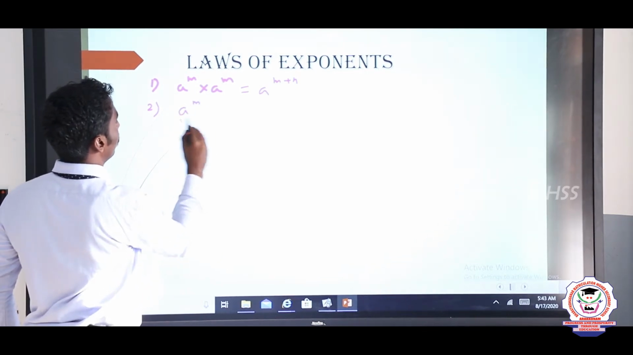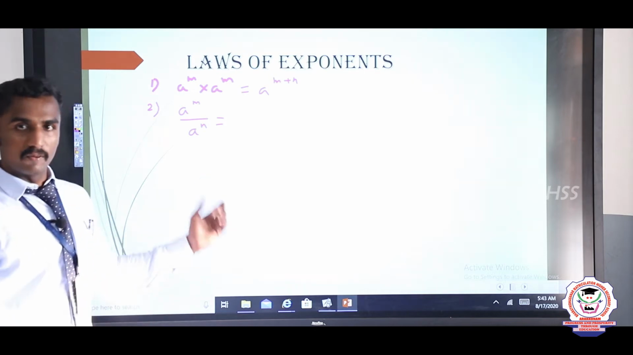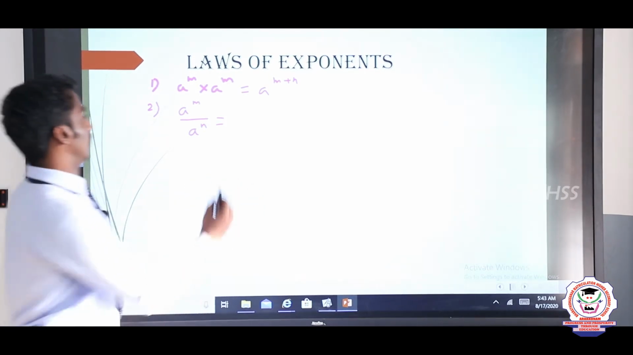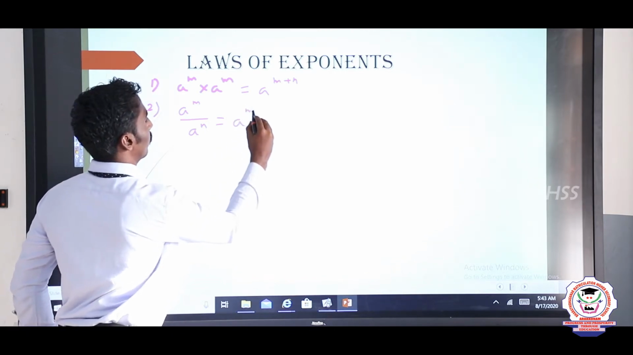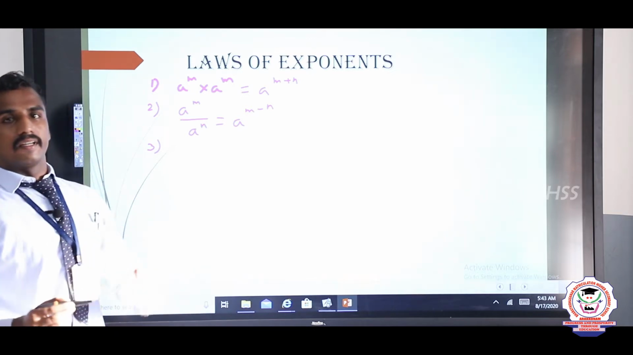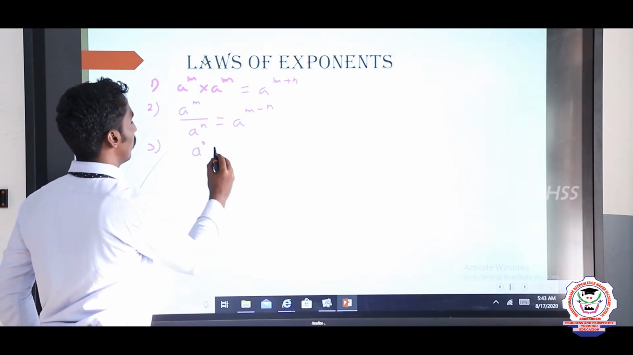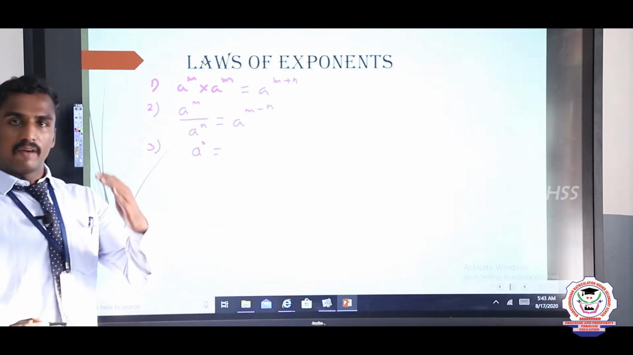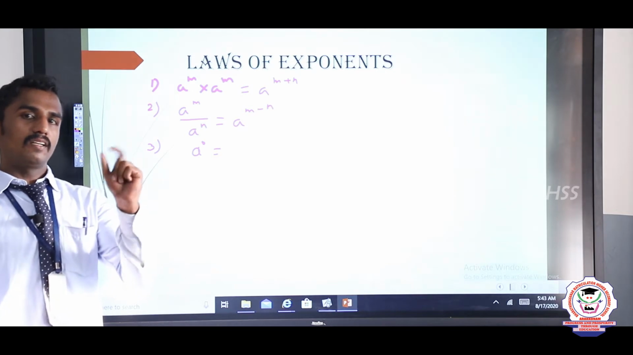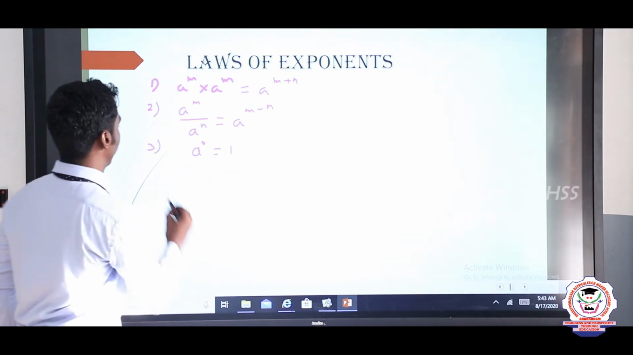Second one, division: a power m divided by a power n equal to a power m minus n. Next one, exponent is 0: a power 0. Any value power 0 equal to 1. So a power 0 equal to 1.